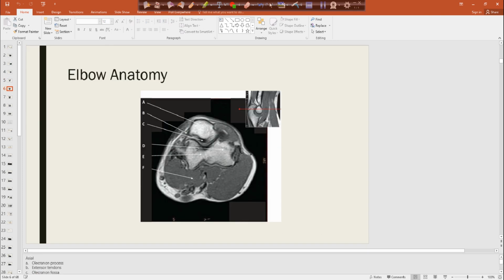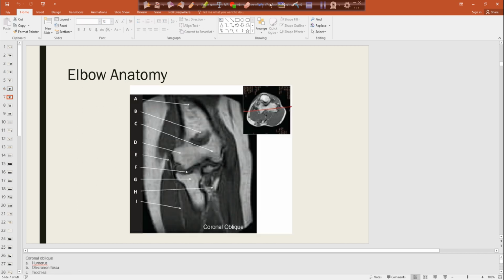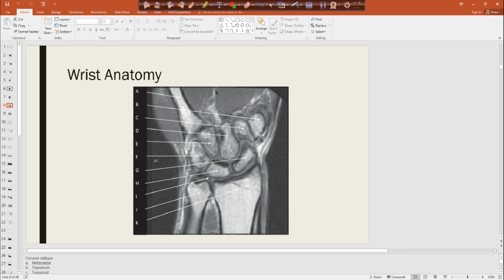Here's an axial. A is your olecranon process. B, extensor tendons. C, olecranon fossa. I'm not going to go over all the names here. You guys can cruise through all this, okay? So take a look at this. We'll go all the way down the wrist.